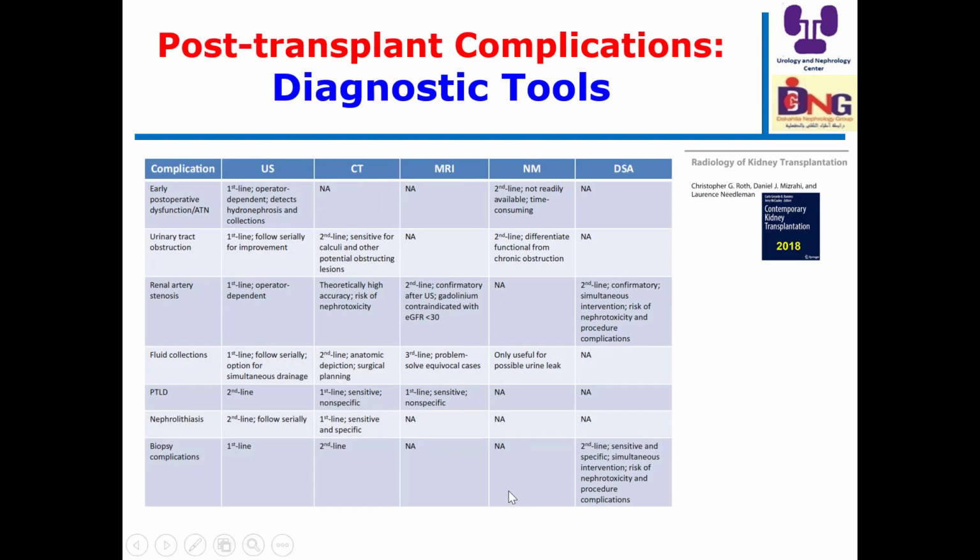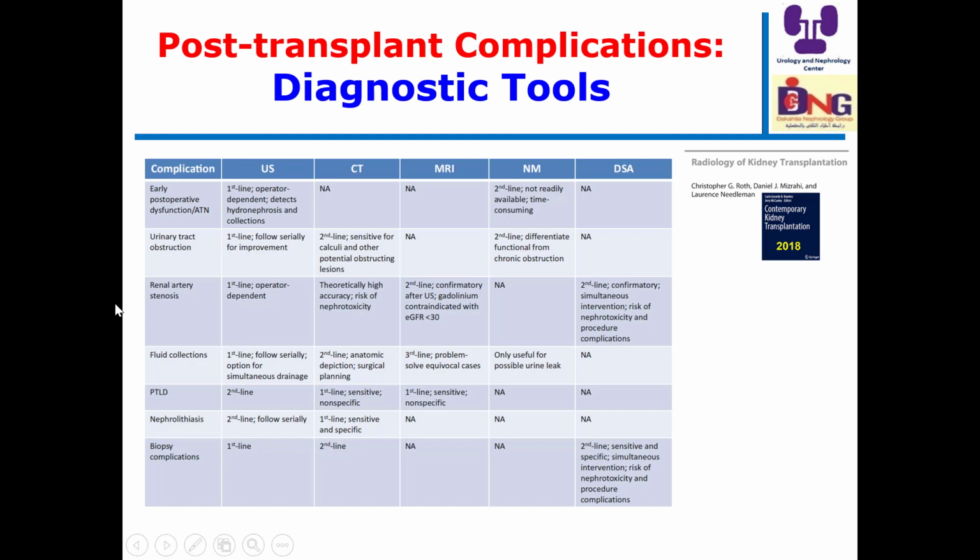Regarding the use of radiology in transplantation and in explaining allograft function, these are the different modalities of radiology: ultrasound, computed tomogram, MRI, this is nuclear renogram, digital subtraction angiography. And these are the complications for early post-operative graft dysfunction. Here, ultrasound is considered the first line. So the clear message, whenever you find rise of creatinine or proteinuria and you are diagnosed with allograft dysfunction, the first step is ultrasound for all cases.